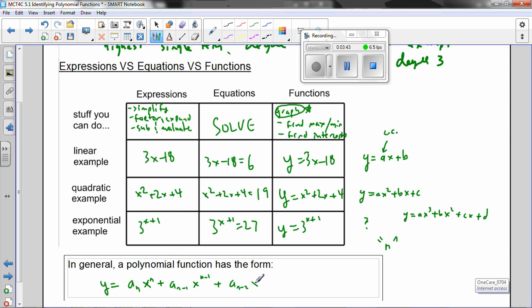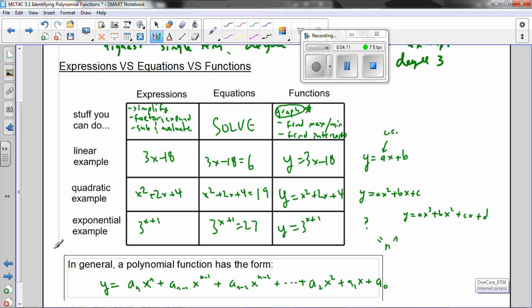Right? And well, how do I know when to stop? I don't know when to stop. That's why I put dot dot dot in there. And then how do I finish? Well, it's going to finish at the constant term, but what comes before the constant term? Well, I got a2 x to the exponent 2. I got a1 x to the exponent 1, but we usually don't write the x to the exponent 1. And then a0.